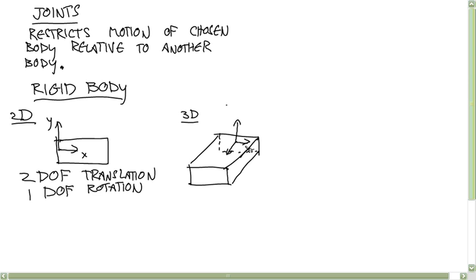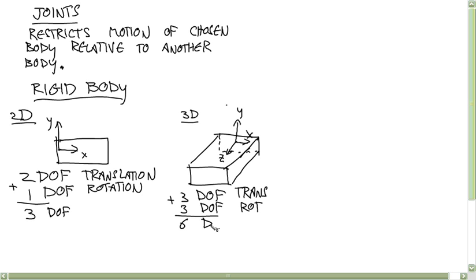So say there's your X, there's your Y, and there's your Z. You have 6 degrees of freedom because you can translate along X, Y, or Z. You can also rotate about X, Y, or Z. So this one has 3 degrees of freedom in translation, and another 3 in rotation. So that gives you a total of 6 degrees of freedom.